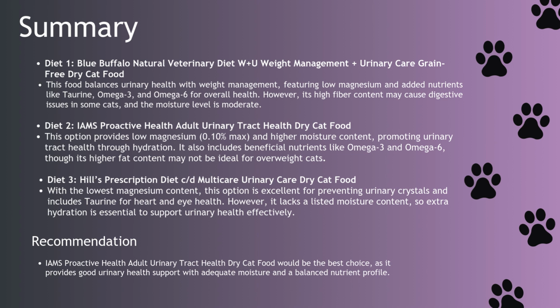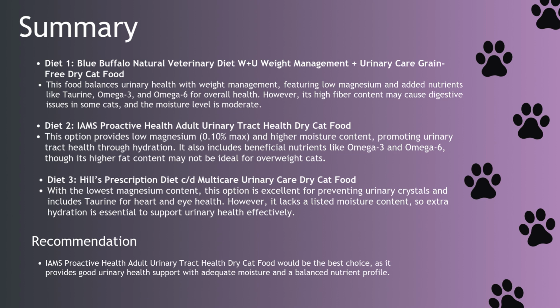Summary of these three diets. Diet 1, Blue Buffalo. This food balances urinary health with weight management, features low magnesium and added nutrients like taurine, omega-3, omega-6 for overall health. However, its high fiber content may cause digestive issues in some cats, and the moisture level is moderate.